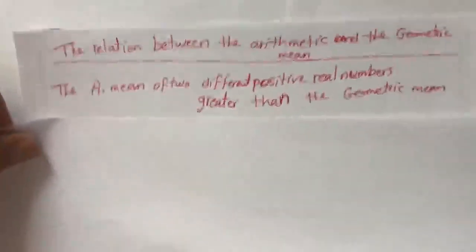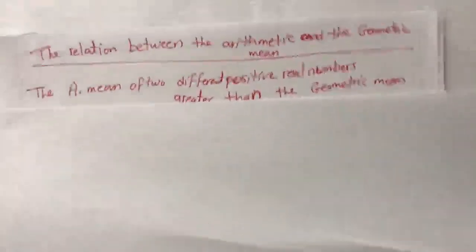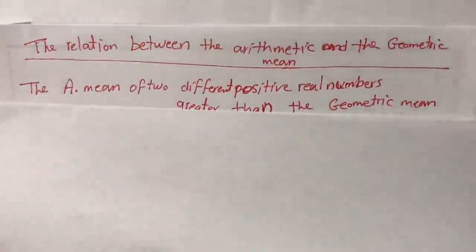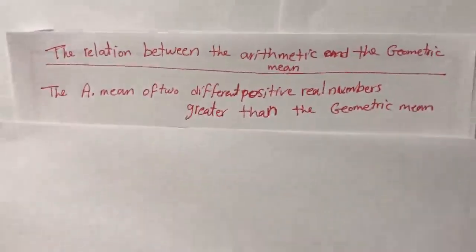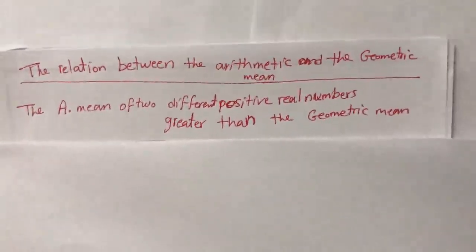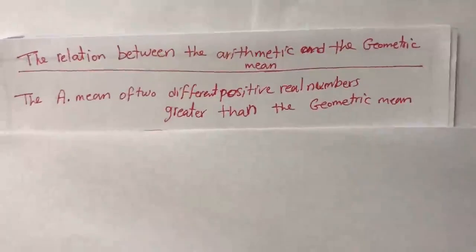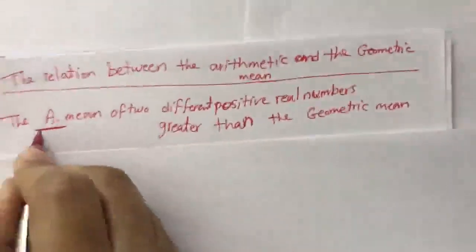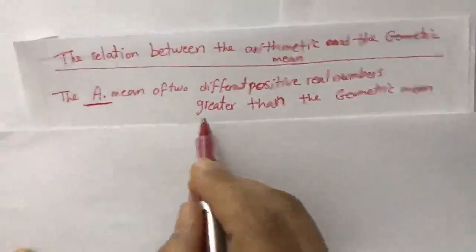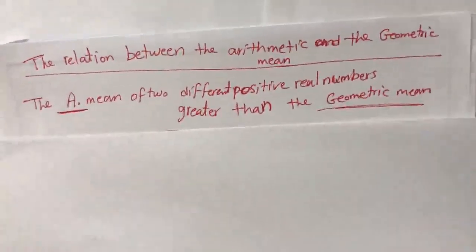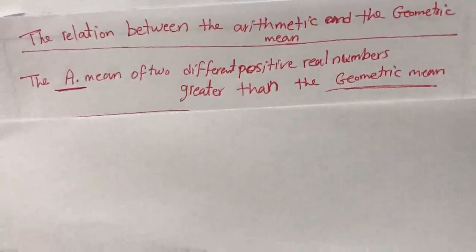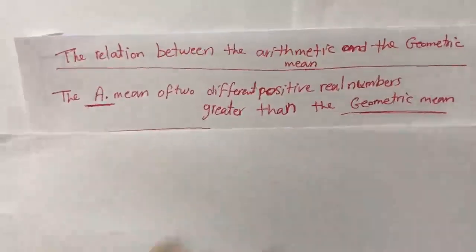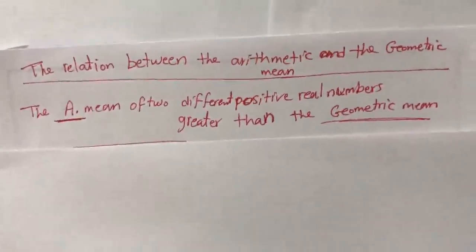He asks you what is the relation between the arithmetic and geometric mean. If I have any two different positive real numbers, then you must know that the arithmetic mean is greater than the geometric mean. This is a very, very important note because there are a lot of exercises about this part.